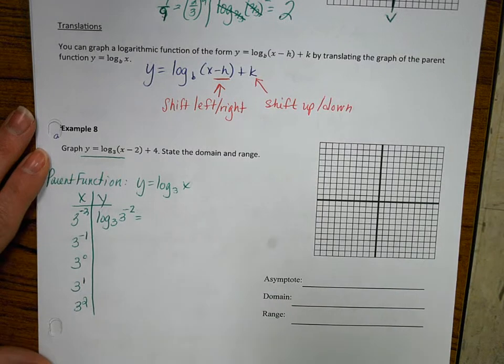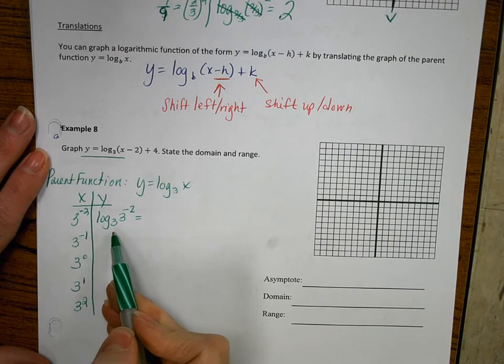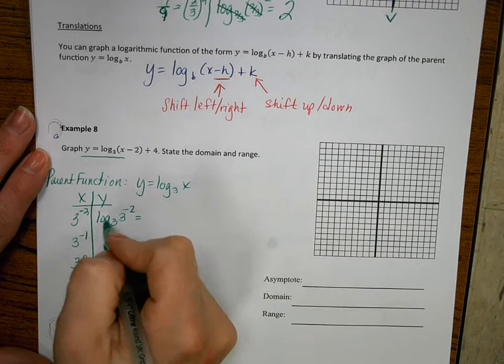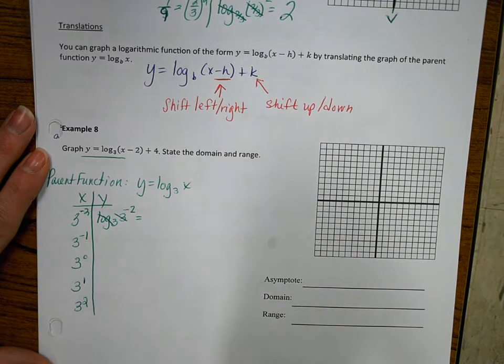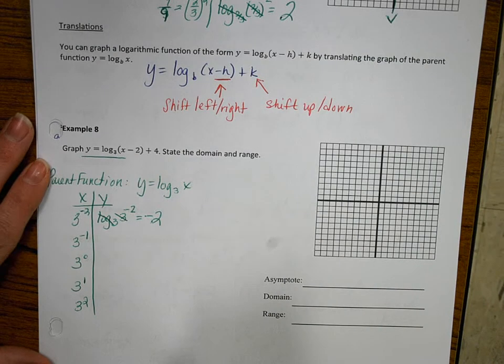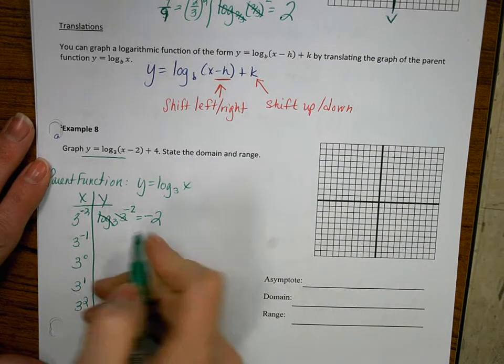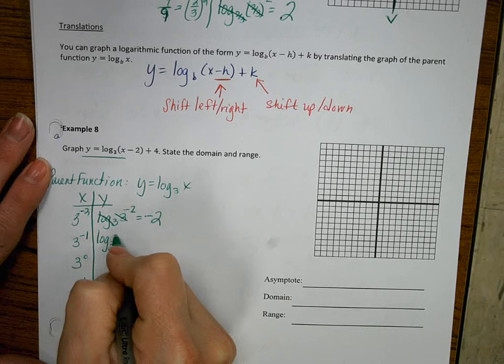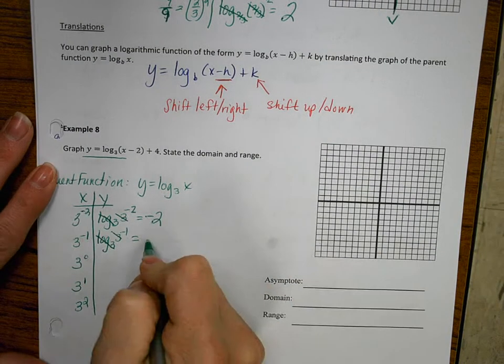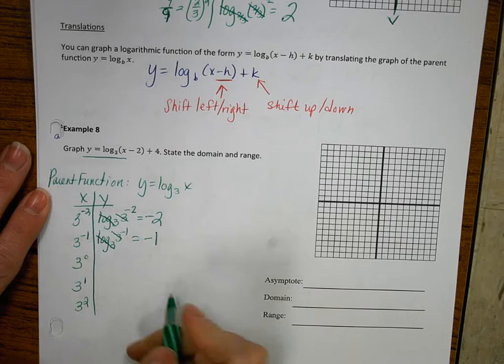Once again, that same pattern. Whenever the base of my log matches the base of my exponent, they are inverse functions. They undo each other. They cancel. When I'm finding a log, I'm finding an exponent, and my exponent is -2. The second one is log base 3 of 3 to the -1. The base of my log matches the base of my exponent, so they cancel, and my exponent is -1.